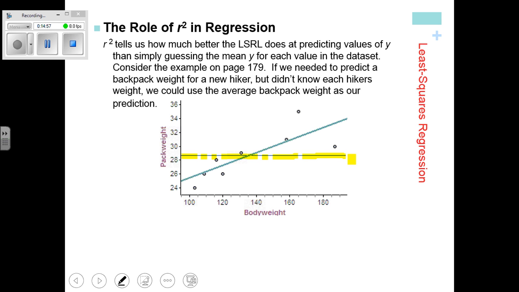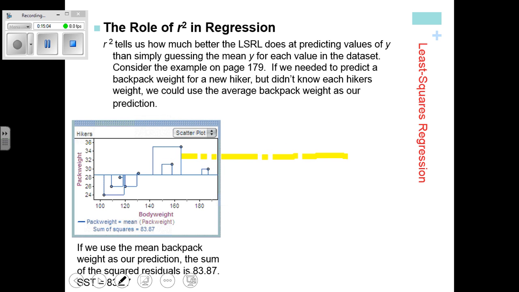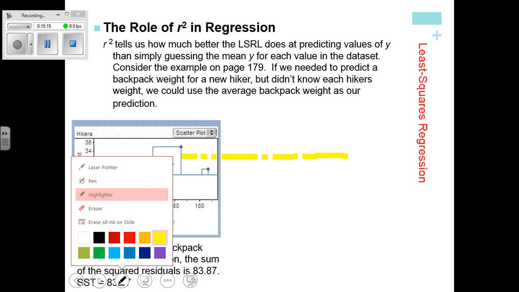So R squared is telling us how much better it is to use this line, this green least squares line, as the prediction instead. So if we look right here on this Fathom, it shows the sum of the squares. Here are our squares, and all the squared residuals. Look at that.